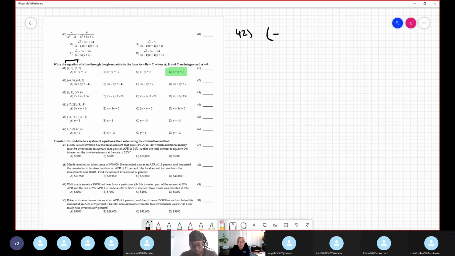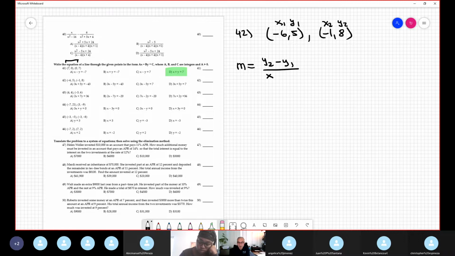Yeah, 42 is again the same thing, 2 points, but in this case, another totally arbitrary point. I call them x1, y1, x2, y2. So we're using the formula for the slope first. In our specific example, y2 is 8, y1 is 5, x2 is -1, and x1 is -6. But be careful, because we have a double negative. Negative of the formula, negative of the value, together become positive. And this is 3 over 5.